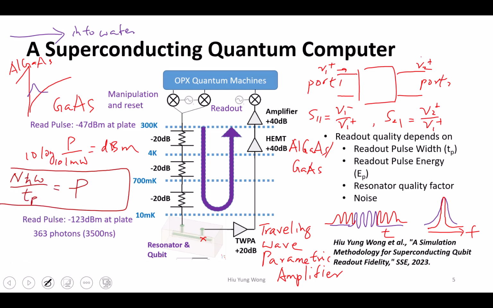Okay, and then what else? The quality factor of your resonator is also important, right? Because you're not measuring your pulse directly, you actually measure your pulse after this resonator, which is equal to the S21 times this spectrum. Okay? So any question about how you read a qubit in a superconducting qubit?